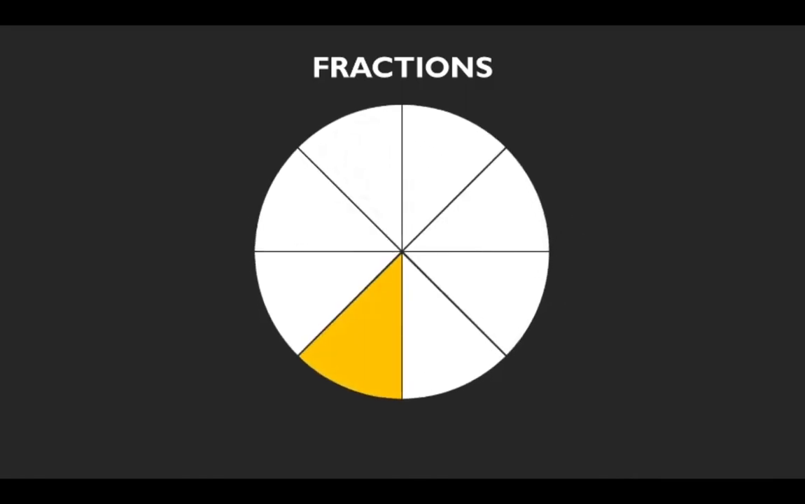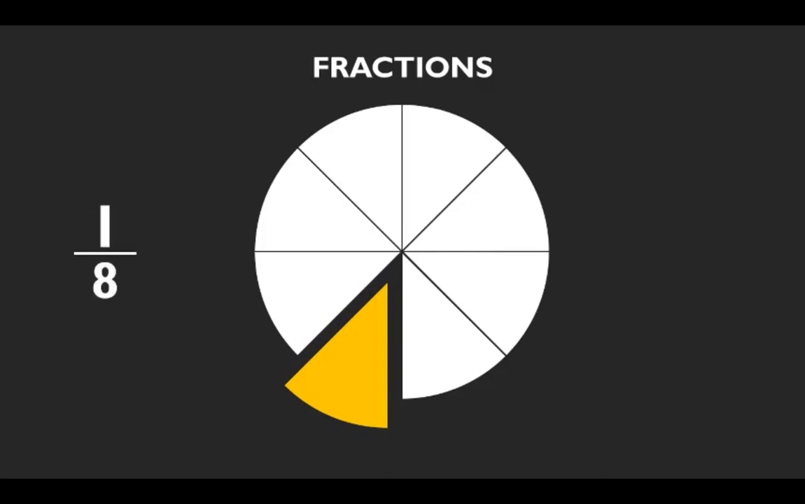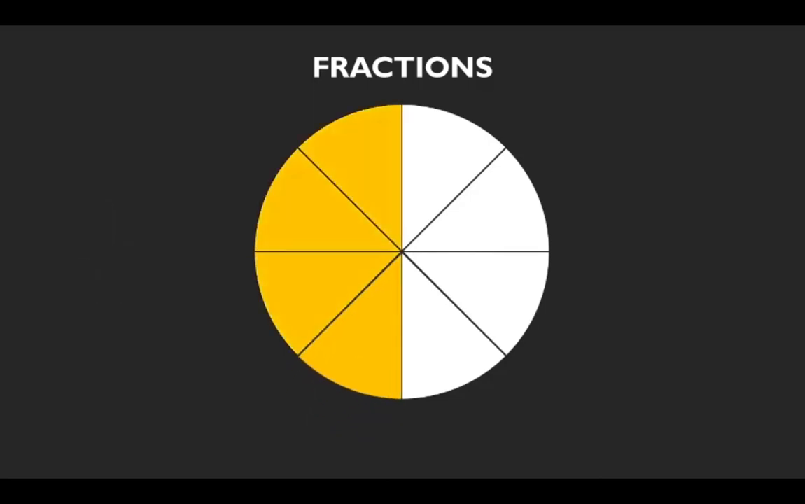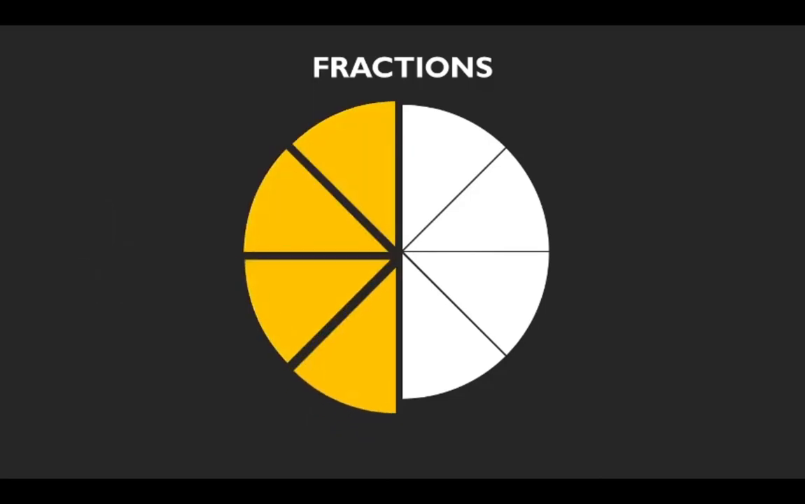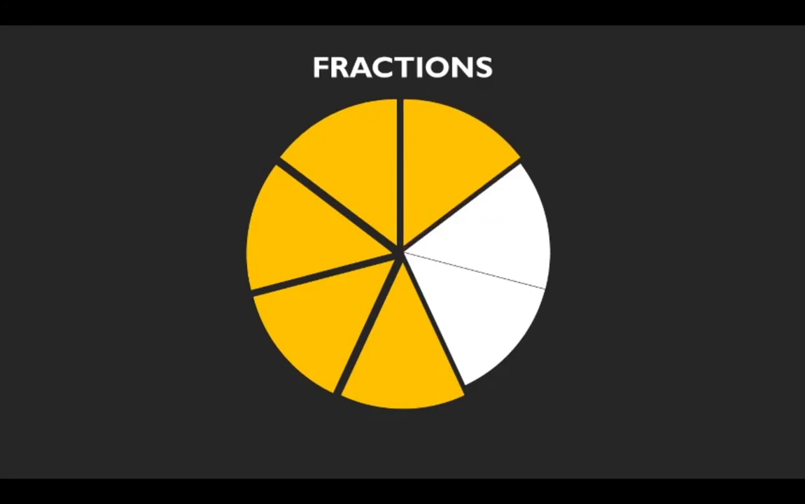Now let's do another one. The circle is now divided into 8 equal parts. One part is shaded. The fraction of the shaded part is 1/8. Now you try. That is right. 4/8 of the circle is shaded. Another one. This time, we have 7 parts and 5 of them are shaded. In fraction, this is 5/7.